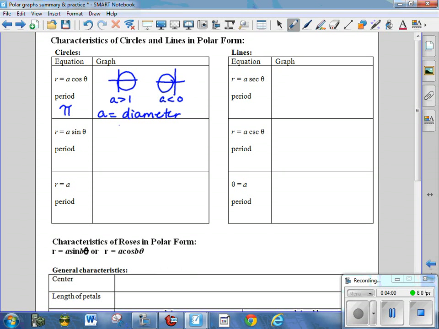For sine, we either have a graph that's going up, because that's where sine is positive, or down. When we have a negative a, then it flips it upside down. So a is greater than 0, a is less than 0. Once again, a is the diameter, and the period is pi. Then if r equals a, that's the circle centered at the origin. The period is 2 pi, because notice that we have points located in all 4 quadrants. Then a is the radius here.